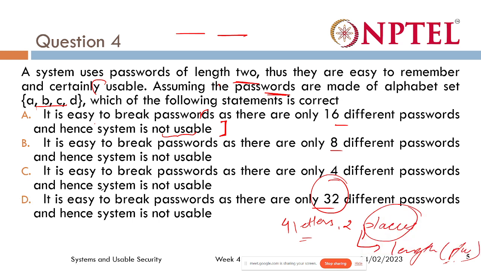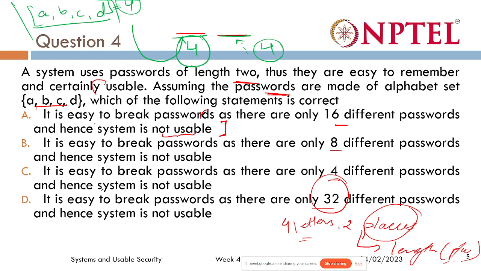So, the system is having passwords of length 2, right? And we have just 4 characters A, B, C, and D. That is, the set's cardinality is 4. Out of these 4 letters, one of them will occupy the first place, and it is not said whether this should be with replacement or without replacement. Then in the second place also, I can have any of the 4 letters. So total combinations, how many do I have? That is 4 into 4, that is 16.